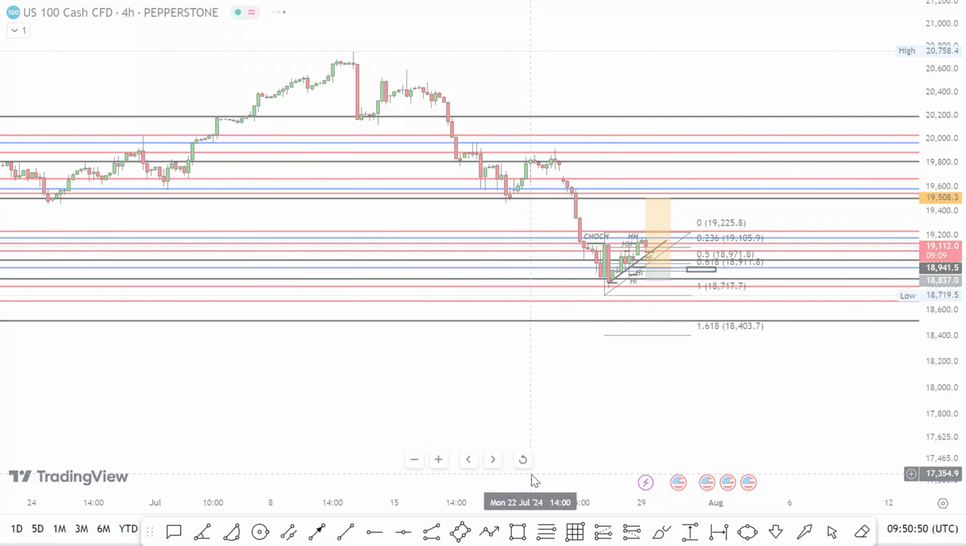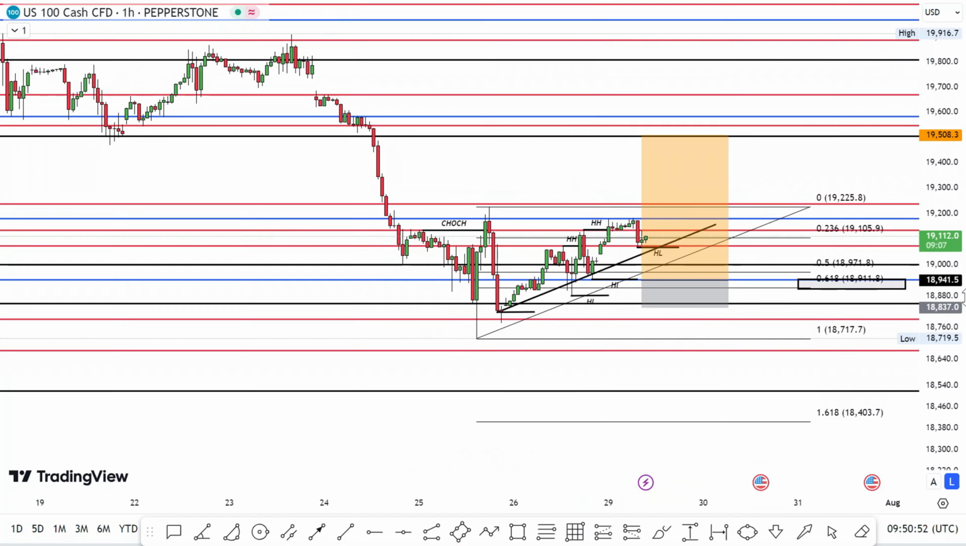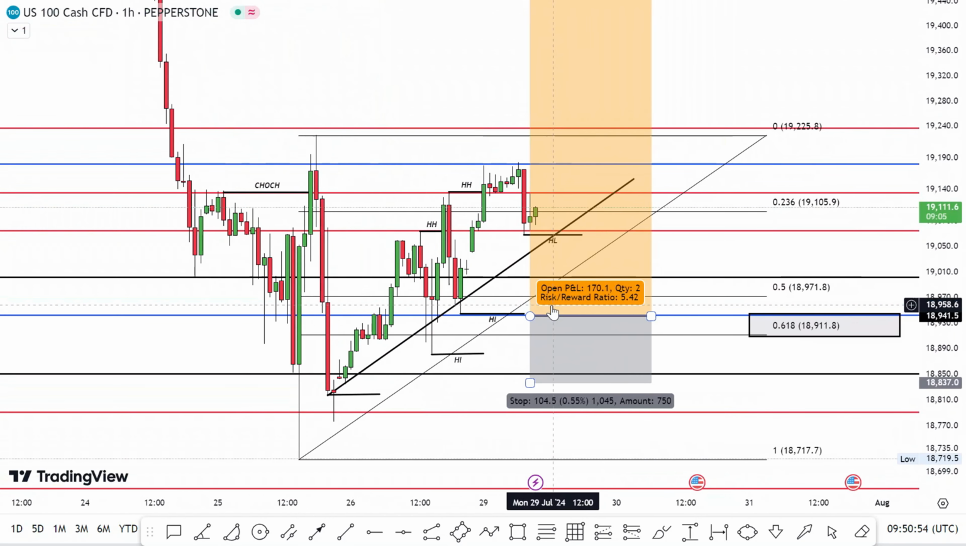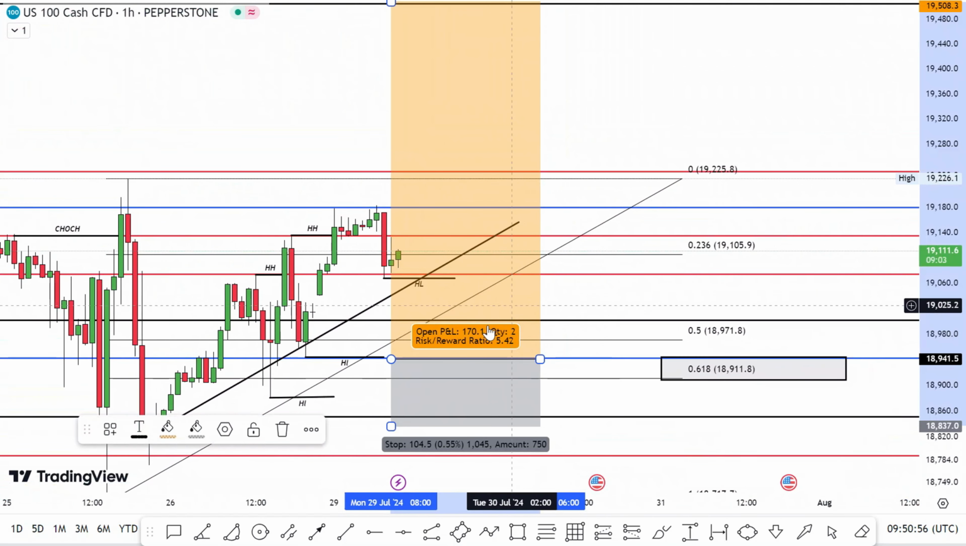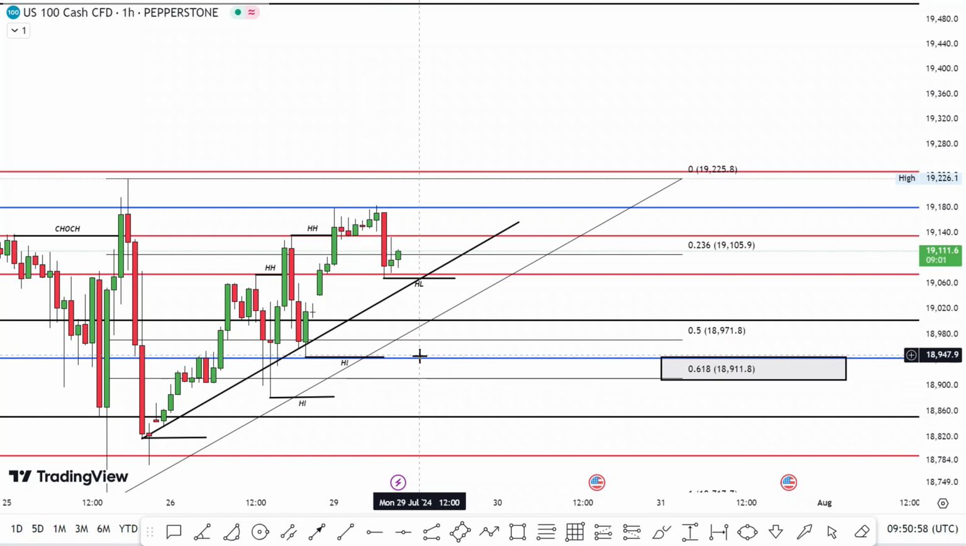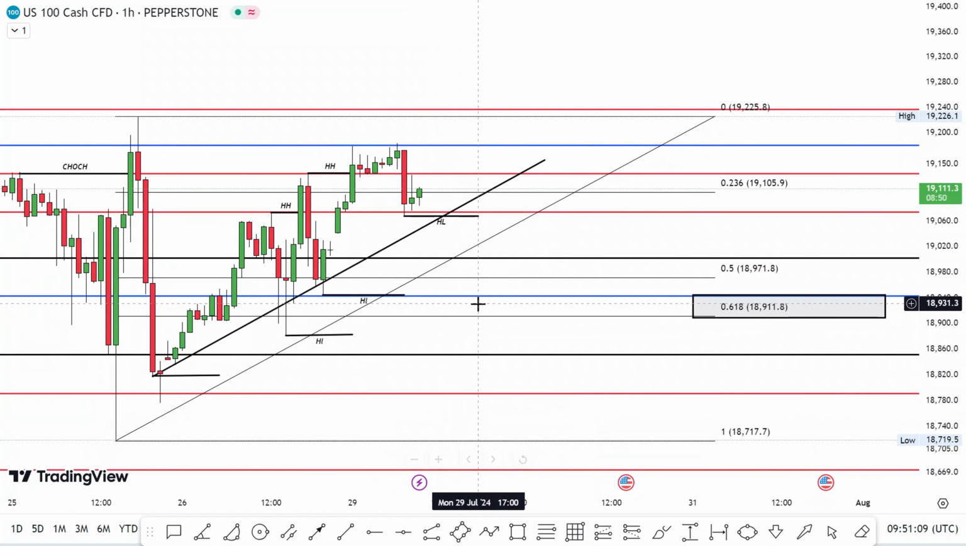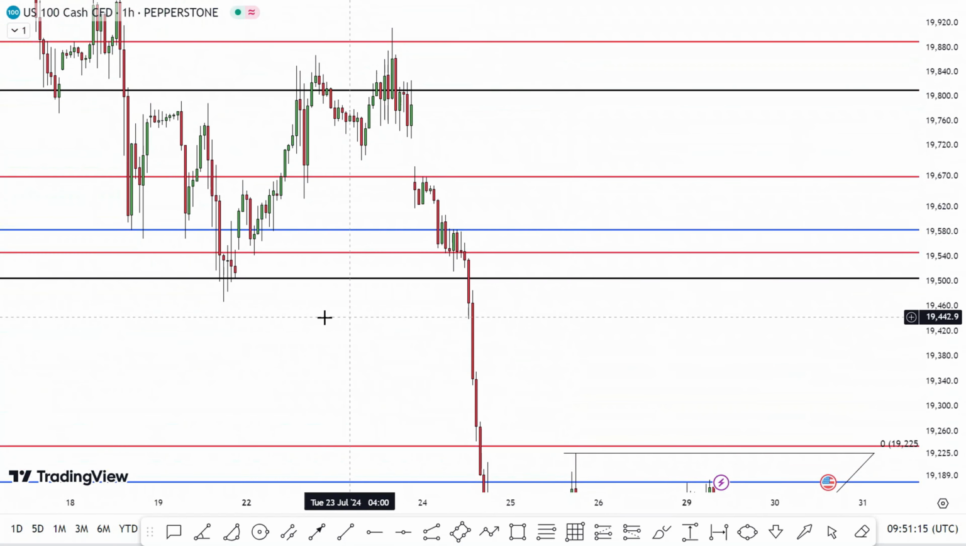So I'll go to the 1 hour time frame. Now on the 1 hour time frame, what I'm looking out for is for the market to come to this level here, around 18,940. So you see now we are using the Fibonacci retracement tool. Now let me show you.